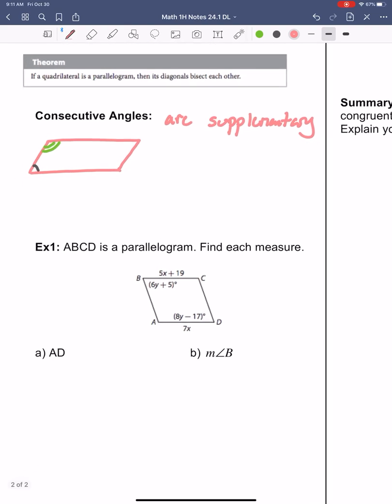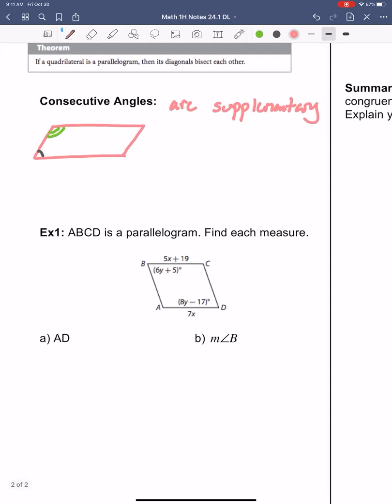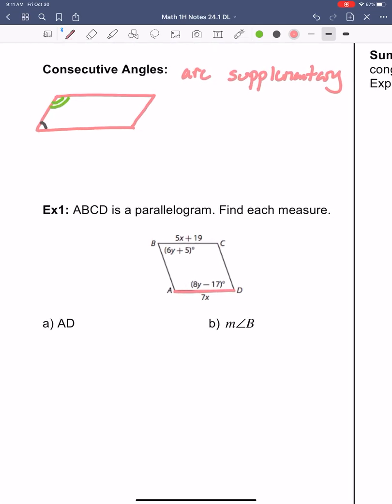So let's use some of these properties here. It says ABCD is a parallelogram. Find each measure. First, it wants me to find AD. AD is this bottom side here. Okay, and so we can set up an equation because remember with our parallelograms, we know that opposite sides are congruent, which means that AD is the same thing as BC. So I'm going to set up an equation there. It looks like this. 7x equals, because it's congruent to the other side, which is 5x plus 19.